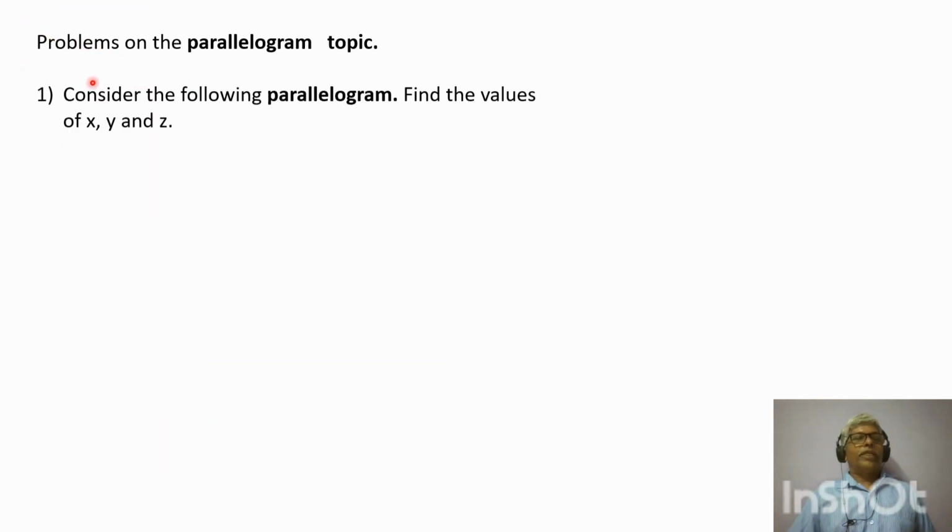After having studied the properties of parallelogram on sides, angles, and diagonals, we are into the problem solving phase on this topic of parallelogram. The first one is, consider the following parallelograms. Find the values of x, y, and z. We try to solve the problems using these properties.